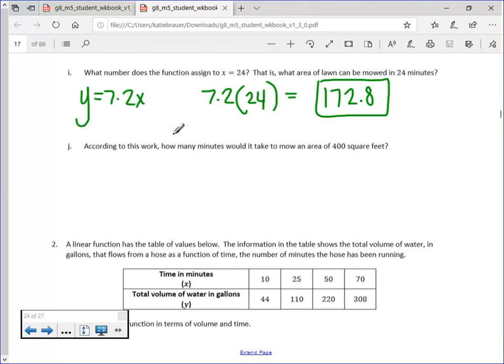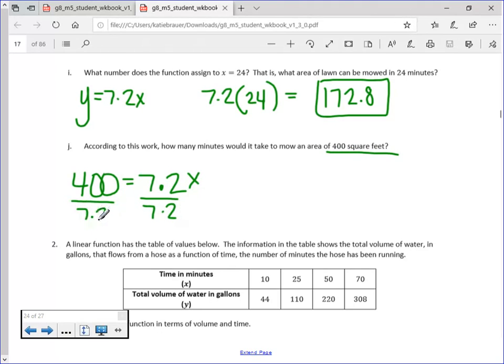Then it says, according to this work, how many minutes would it take to mow an area that has 400 square feet? So if we're mowing, that number has to go in for Y, not for X. Because X stands for time, and 400 square feet is not a time. So what you do here is you divide by 7.2, and then you get your answer. So 400 divided by 7.2. We're going to round it to 56 minutes. So to mow 400 square feet, it takes about 56 minutes.